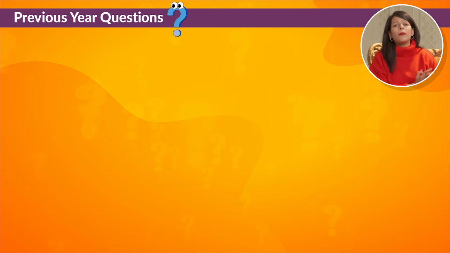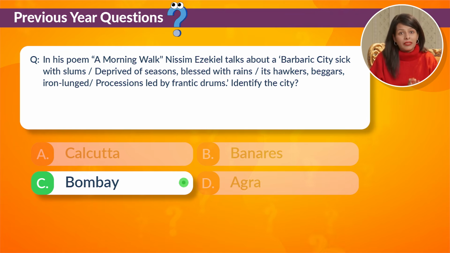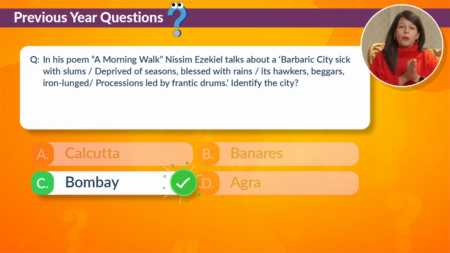Now, before we wrap up, let's look at some questions on Nissim Ezekiel that have been asked in the UGC NET exams previously. The first question is on your screen. This question asks us to identify the city described in Nissim Ezekiel's poem, A Morning Walk. As we discussed today, Ezekiel is a city poet and the city he vividly portrays is Mumbai. The poem highlights Mumbai's urban life. That is why the correct answer is C, Bombay.